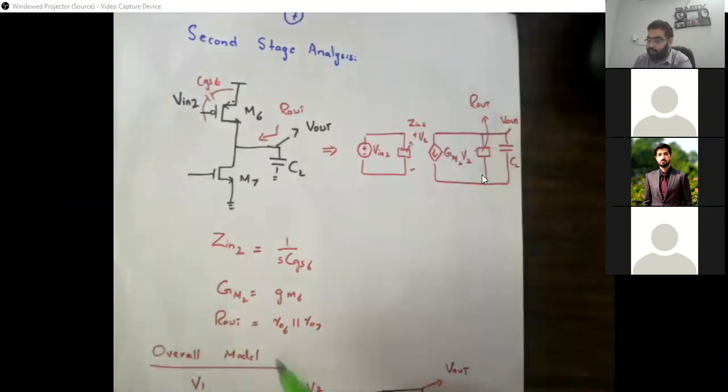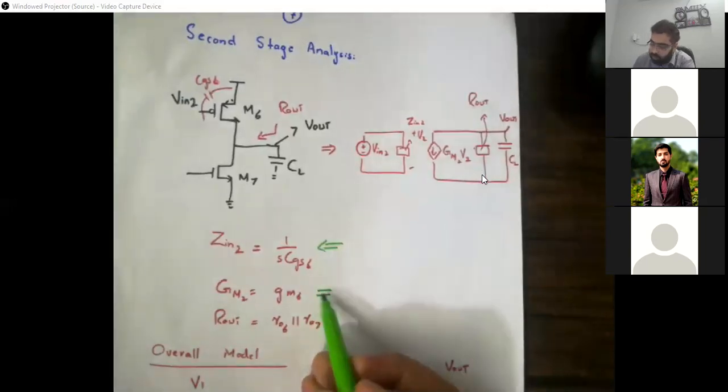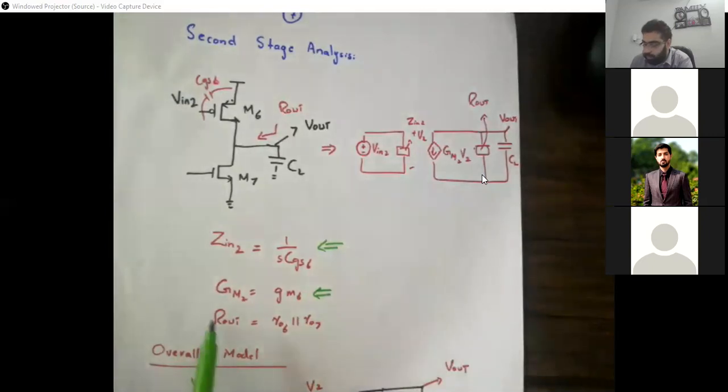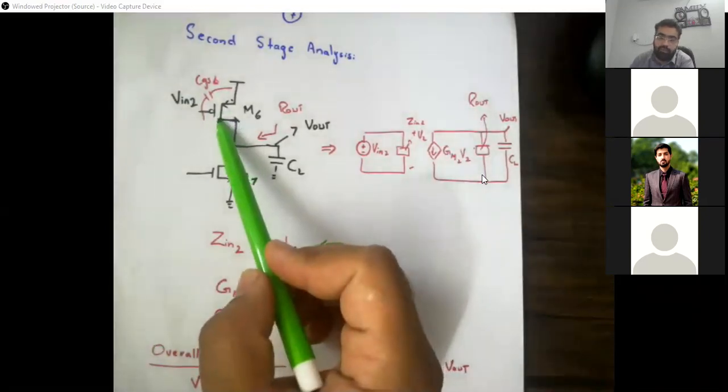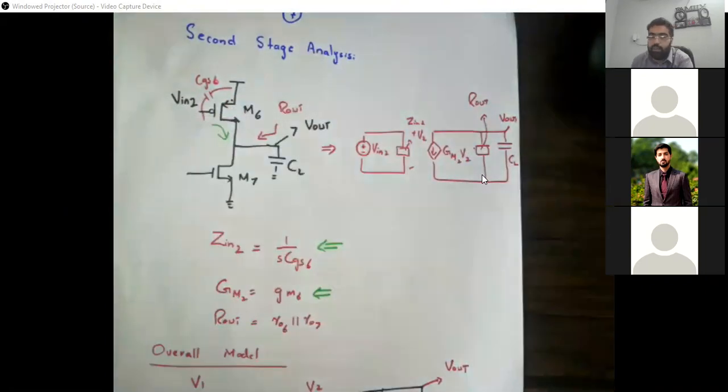ZN2 should be clear to all of us. If we talk about ZN2, that will be equal to 1 over SCGS6, because it's not a differential anymore, it's a single-ended topology. So we have a straightforward capacitance. At DC it is going to be infinite capacitance. Here perhaps it's not infinite, but we need to see. GM2 here will be equal to GM6, because this is the transconductance amplifier converting voltage into current. So this voltage is getting converted into current with the factor of small GM6.